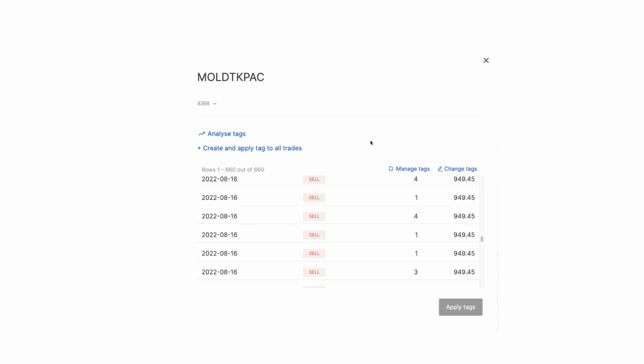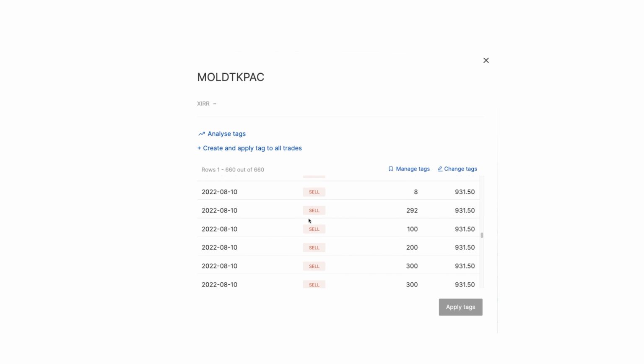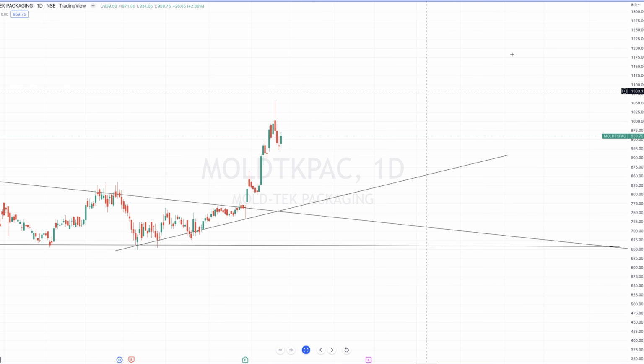Let me check again. So on 16th, I guess, right? On 16th, I sold it around 949, which would be this candle. I sold it around 949 here. This is where I sold it. And the next 2-3 days I was holding. I was in a good profit, but I did not exit any of my stock around the 1,000 area.